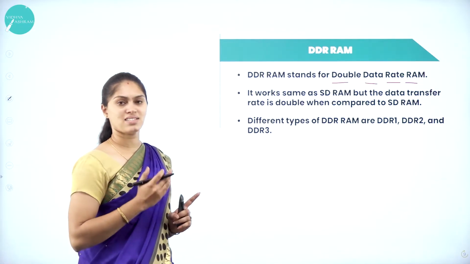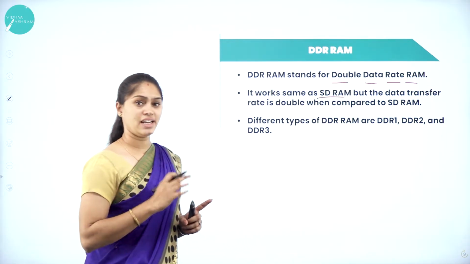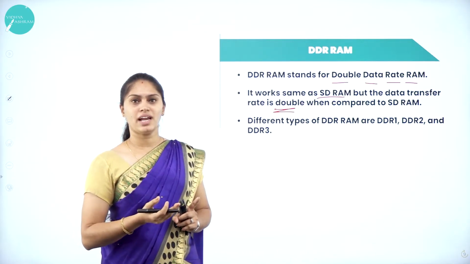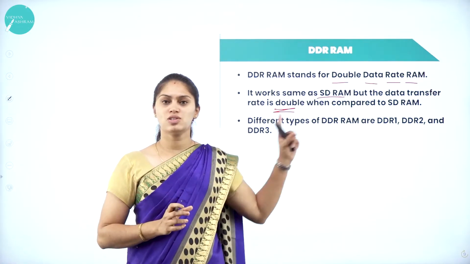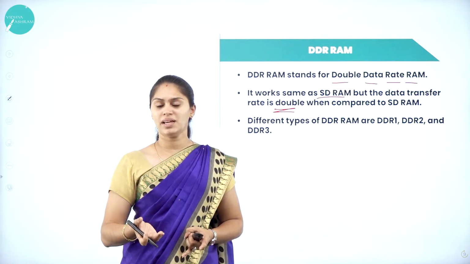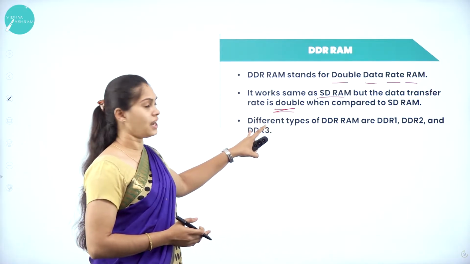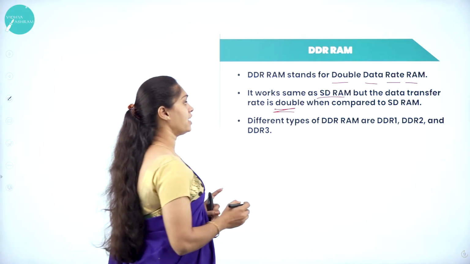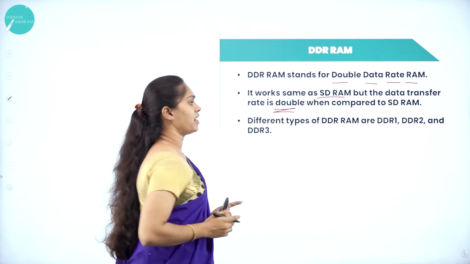So this works the same as the SDRAM and it also synchronizes with the system clock, but here the data transfer rate is double. So for example, if I am communicating by using SDRAM and the data rate is 2, then when it comes to the DDR-RAM, the data rate will be 4. That means double that of the SDRAM. That comes under what? DDR-RAM, double data rate random access memory.